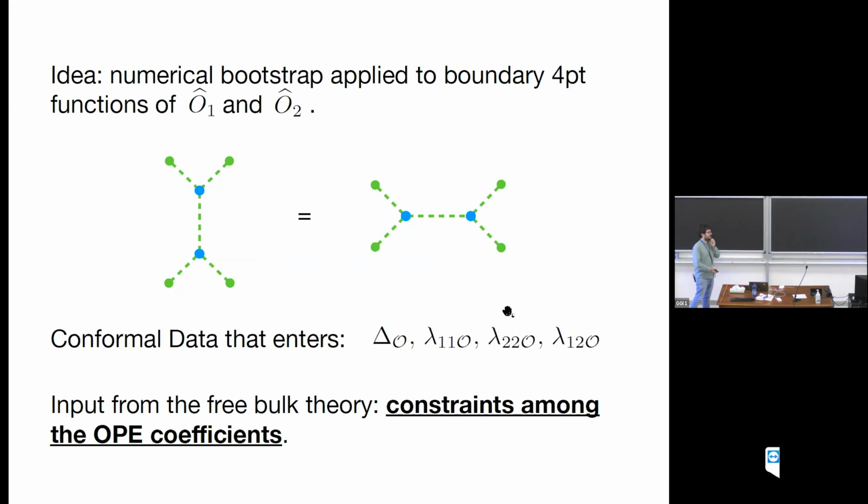So this is the crossing symmetry equation, and what kind of conformal data will enter in this crossing equation? Well, it will be the scaling dimensions of exchanged operators and the OPE coefficients. And the input that the bulk theory is free will give us is that we can prove that this set of 3 different OPE coefficients are actually related to each other. There are some exact relations.